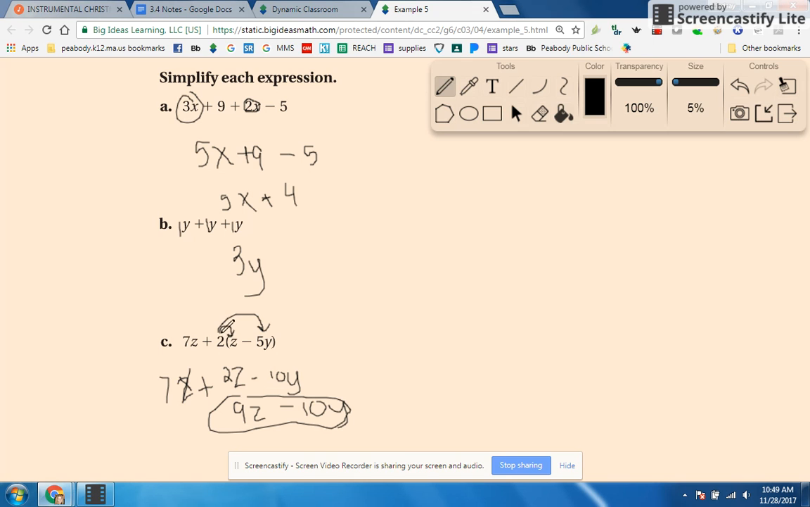So I did the distributive property first. 2 times z is 2z. 2 times 5y is 10y. They had a subtraction, so I brought that down. Then I brought down the rest of the problem. I could add these because they both have the same variable. 7z plus 2z is 9z. Then take away the 10y. I cannot combine these because they're different letters.